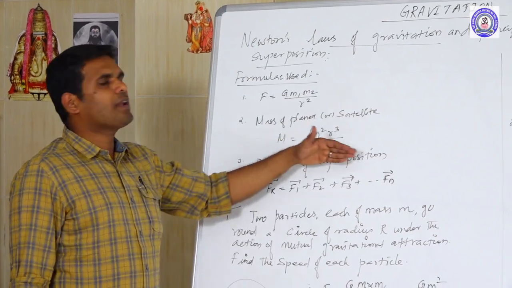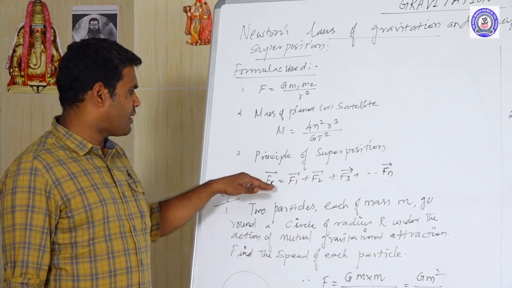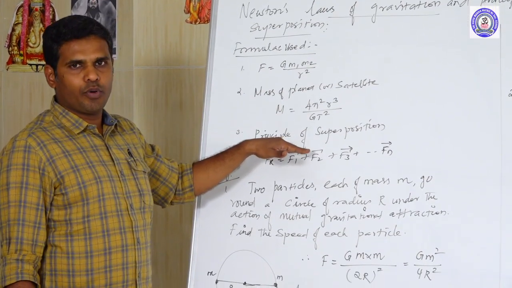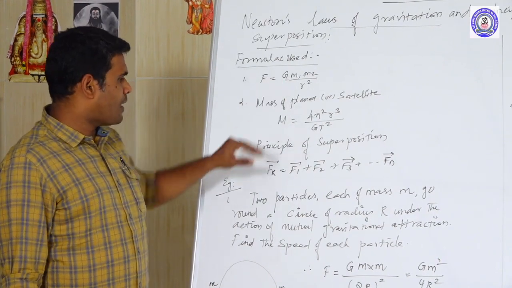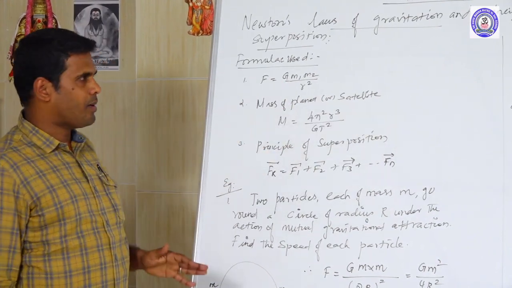Then the principle of superposition, as you know, F vector equals F1 vector plus F2 vector plus F3 vector up to Fn vector. Based on these formulas, we are going to list out some of the problems.